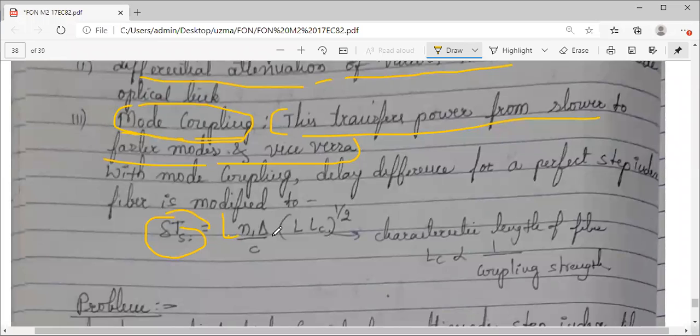Earlier it was simply L N1 delta by C. Now it is not simply L, it is N1 delta by C, and instead of simply L, it will be having root L into LC. LC is the characteristic length of the optical fiber, and it is inversely related to the coupling strength, because we are applying the technique of mode coupling. The lower the coupling strength, the higher the characteristic length. Okay, so this is about the multi-mode step index fiber pulse broadening.